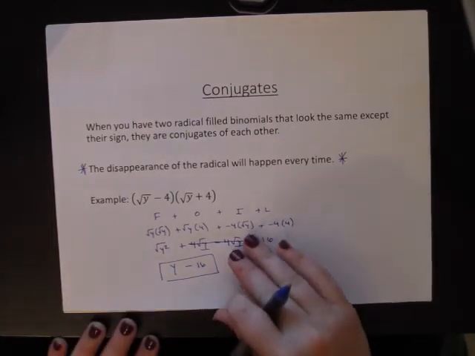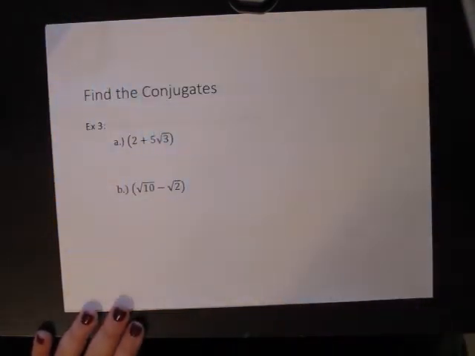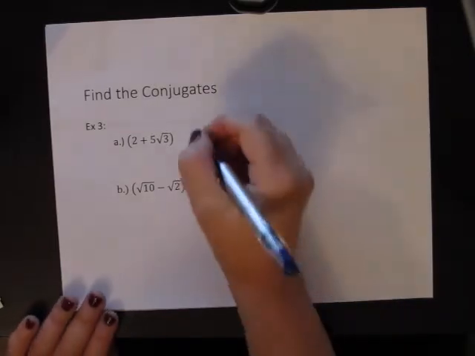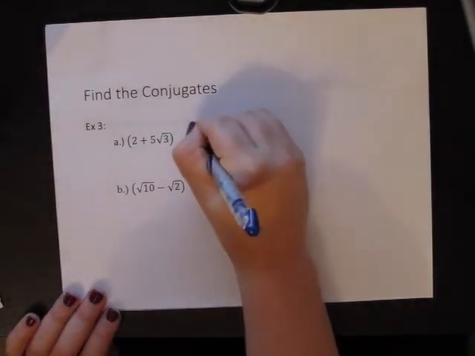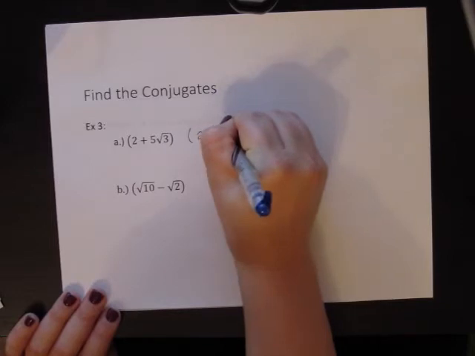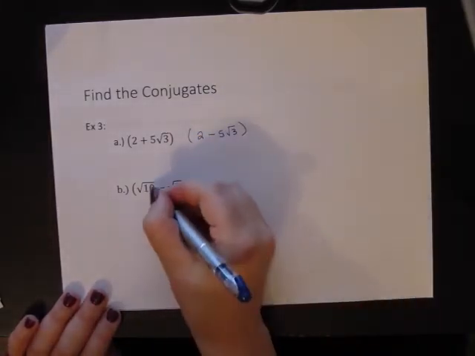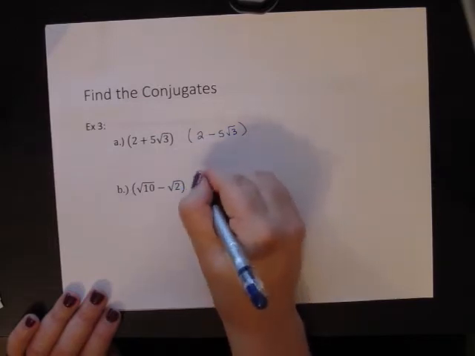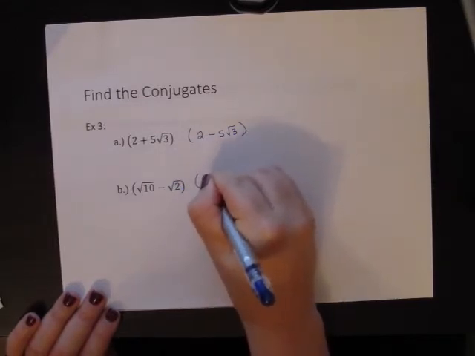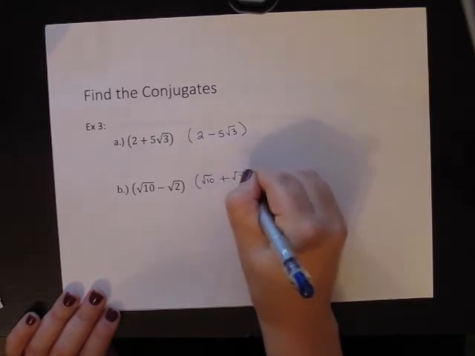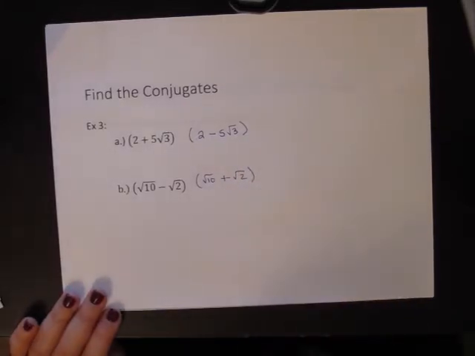Okay? So all I want you to do first is find what the conjugate is. All we're trying to do is change the sign. So if I've got 2 plus 5 square root of 3, to find that conjugate, it's going to be 2 minus 5 square root 3. If I've got square root of 10 minus the square root of 2, my terms stay exactly the same, so I keep the square root of 10, but instead of minus, it's going to be plus the square root of 2. Those are going to be conjugates of each other.